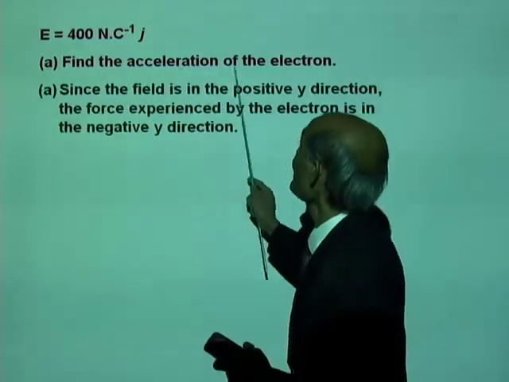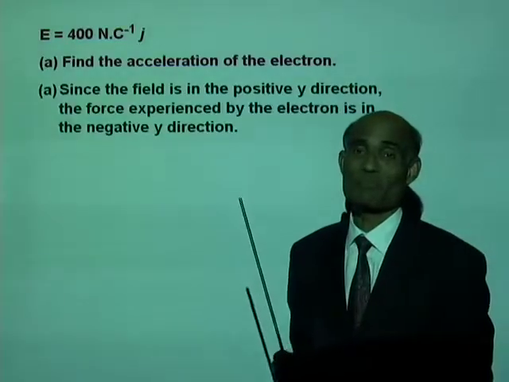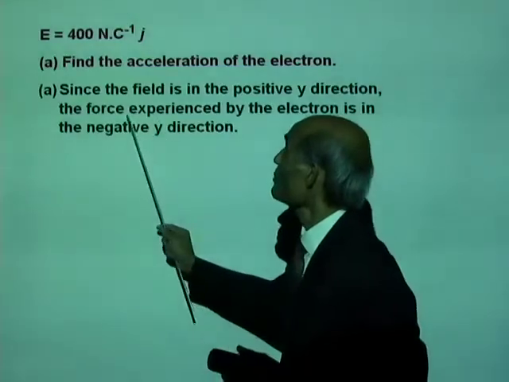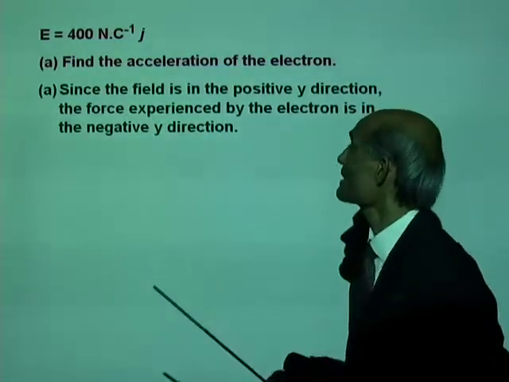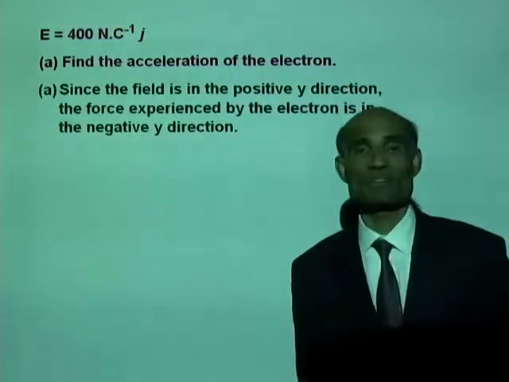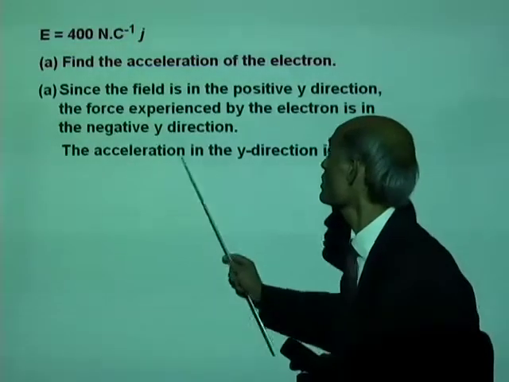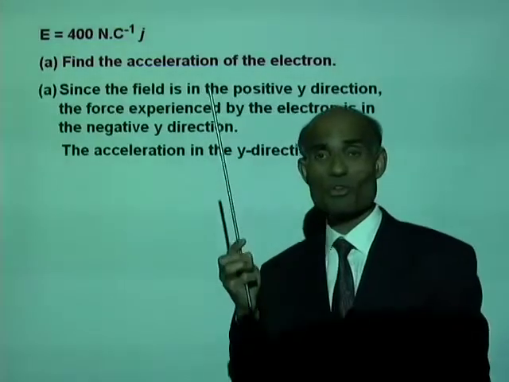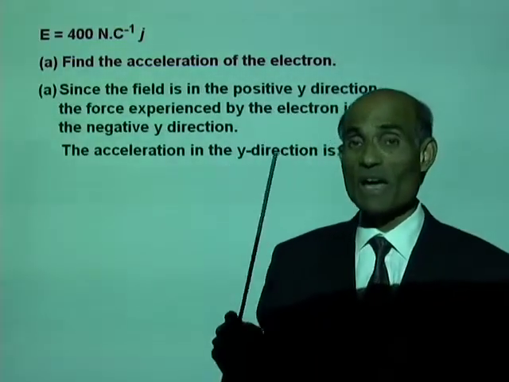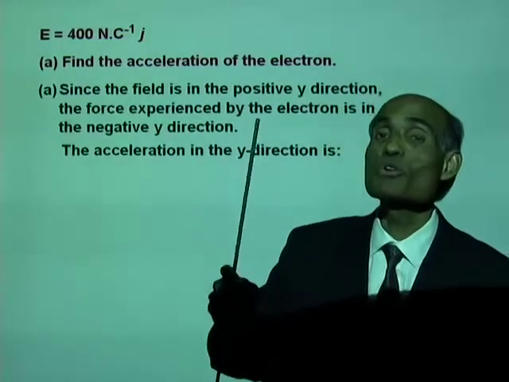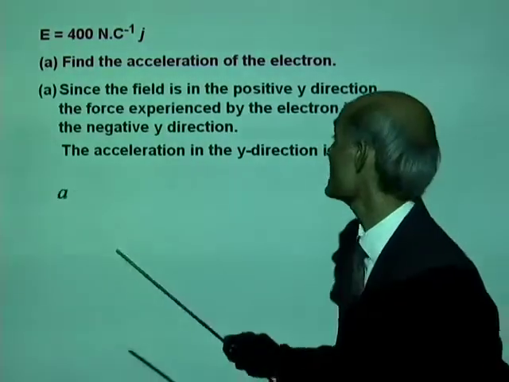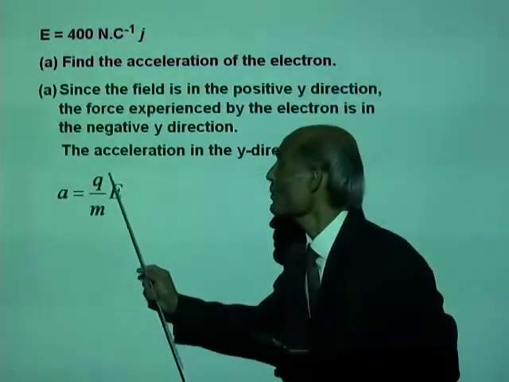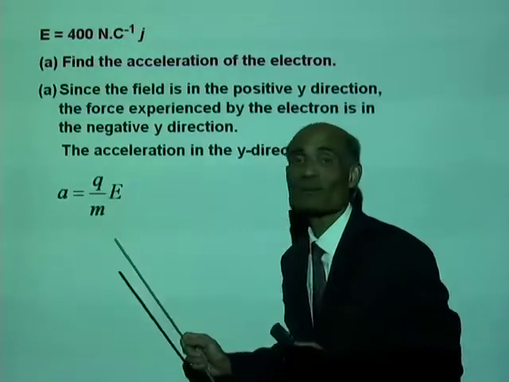Part A, find the acceleration of the electron. Well, since the field is in the positive y direction, the force experienced by the electron is in the negative y direction. The acceleration in the y direction therefore is, alright, what is the formula for the acceleration we derived? A equal to Q over m times E. What is the charge carried by an electron?